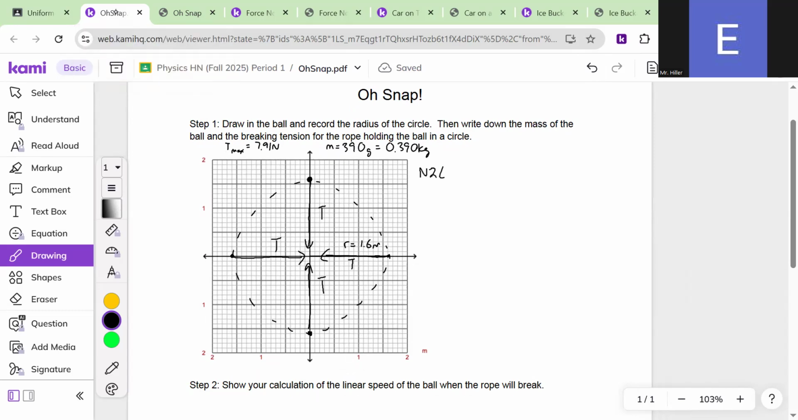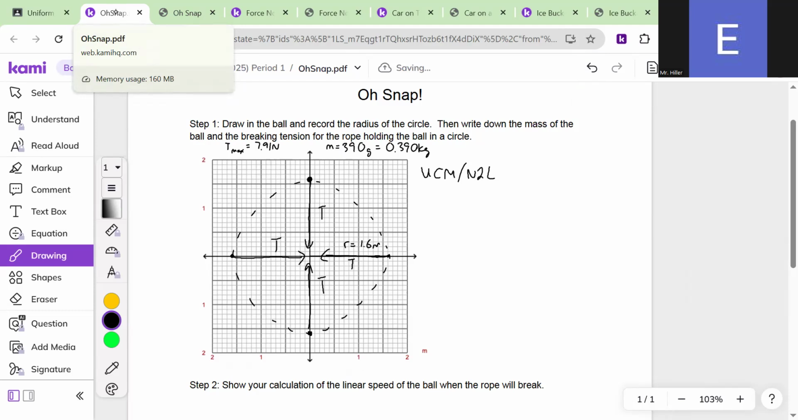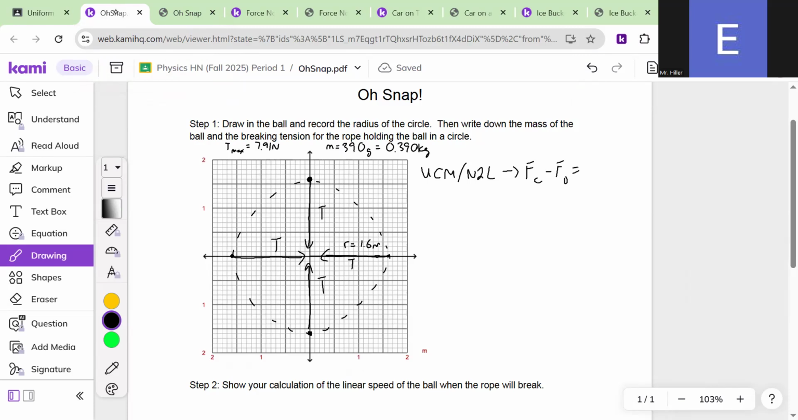Newton's second law, I guess I can call it something different. I can call it UCM, Newton's second law. Okay, so we're talking about centripetal acceleration, not regular acceleration. So the way this is different is it's causing force minus opposing force equals ma, remembering that a centripetal acceleration is v squared divided by r.